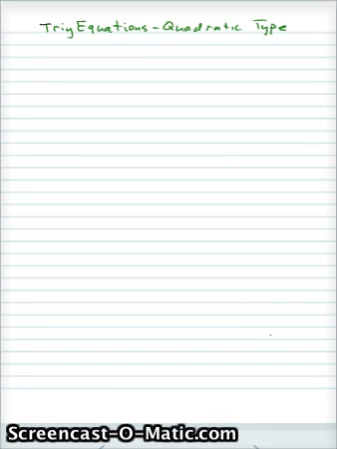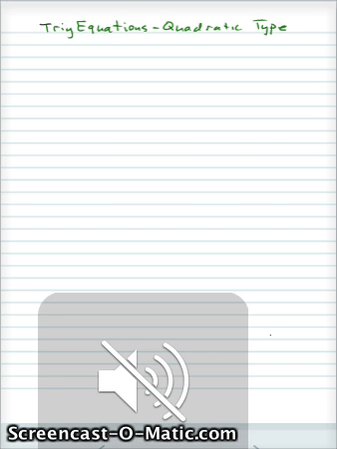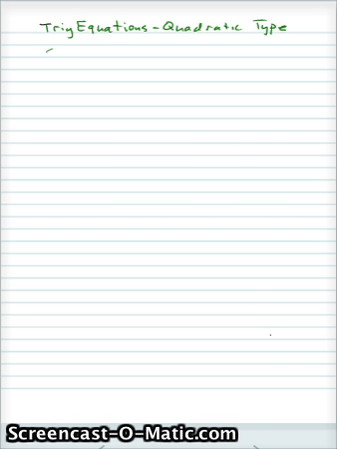This is Bob Capetta from the University of Illinois at Chicago, and this lesson is on trig equations of the quadratic type. So we're going to look at sine, cosine, tangent, squared, etc. to make sense of what we're looking at. Let's take a look at what we have here.